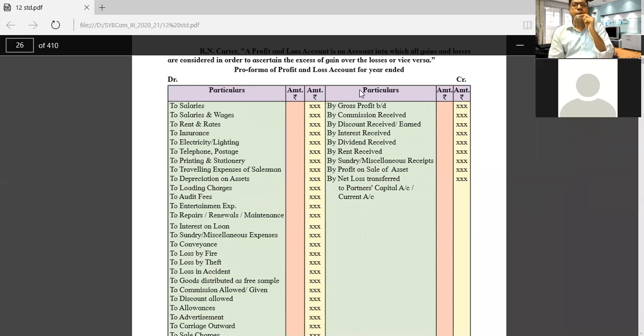Now, in the profit and loss account, we will record day-to-day business expenses. On the profit and loss account debit side, we will record only the partnership firm's business expenses. These things you have to keep in mind. We will record only the partnership.